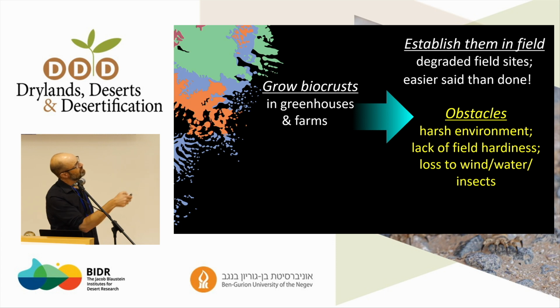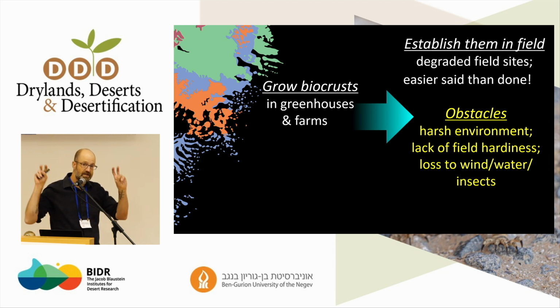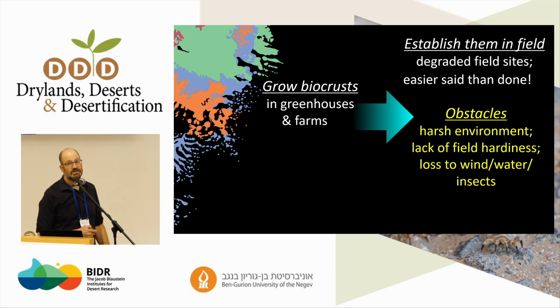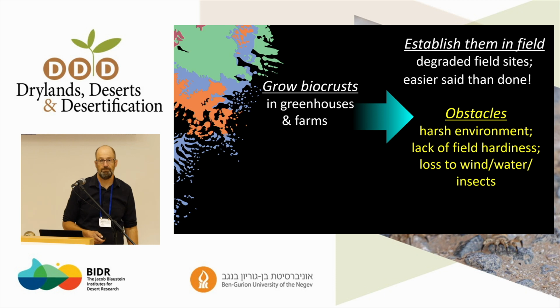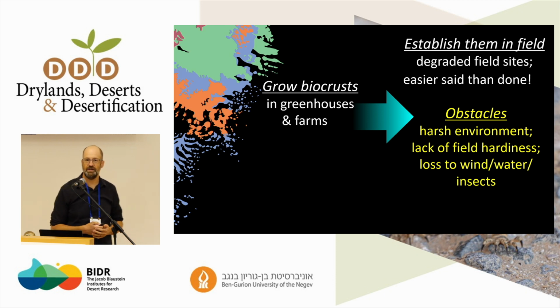So that's the first step, growing biocrusts. And where we want to get to is establishing them in the field. So going to degraded field sites and seeding them, so to speak. And that is easier to say than it is to do because the world is harsh. There are many obstacles out there.